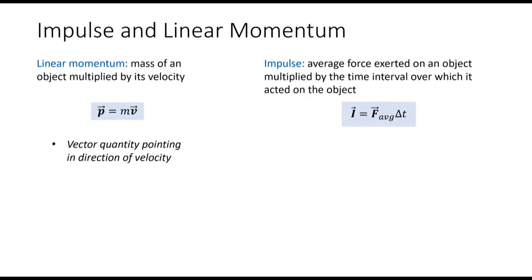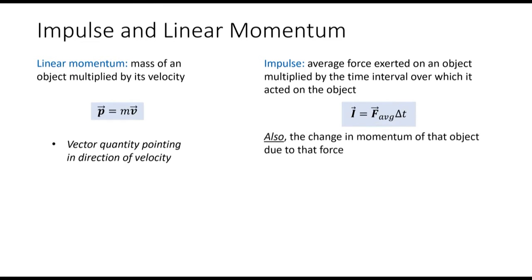Okay, and really it's a vector. In the last example, we only thought about the x component, but really it should be a vector. And so if you look at this equation, I'm multiplying by delta t, which is a scalar, so it's not going to change the direction of the impulse. And so then the impulse will be in the same direction as the average force applied to the object.